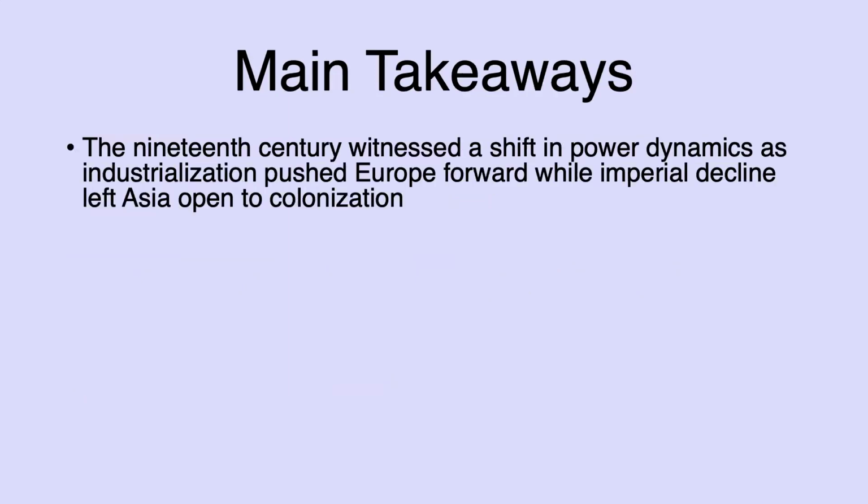All right, so let's move on to our main takeaways for today. The 19th century really witnesses a shift in power dynamics as industrialization pushes Europe forward, while imperial decline left Asia open to colonization. The rise of industrialization in Europe and in the Americas gives them that infrastructure, that access to advanced weapons that allows them to really take advantage of the decline in Asia and the instability in Africa to establish colonization.